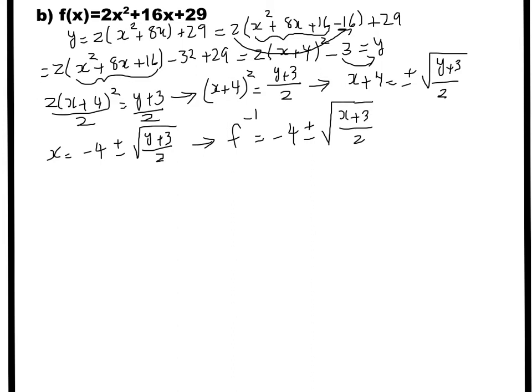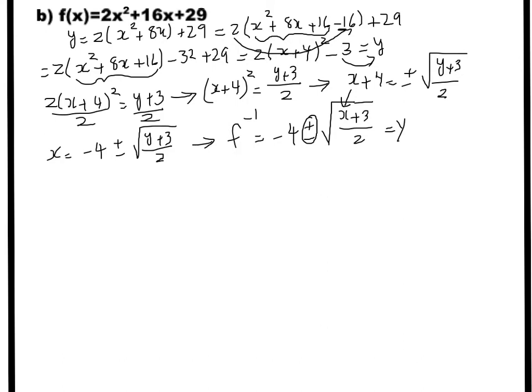Now, the first question that we may answer is, is this a function? It is obvious that this is not a function, because for every unique value for x, I'm going to get two results for f minus 1 or y. And this means that this can't be a function, because the definition of a function is that for every x, we have to get one unique y. And here, for every x, we get two y values. So this is not a function.